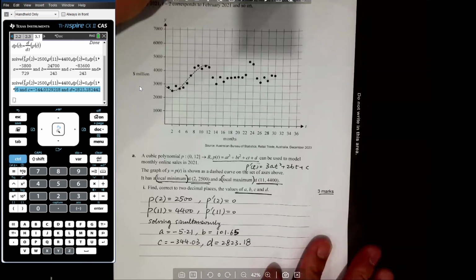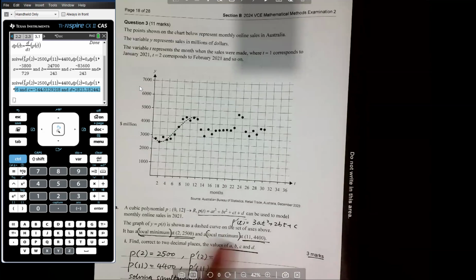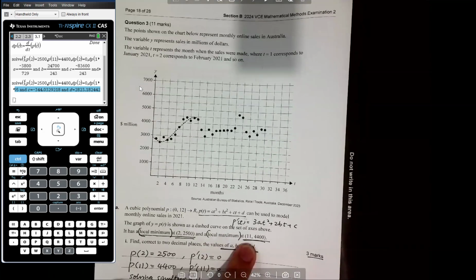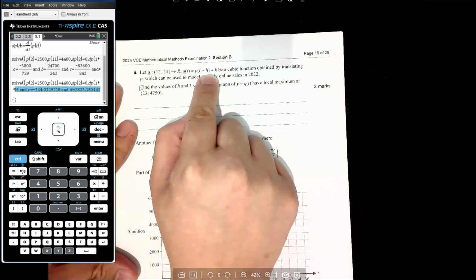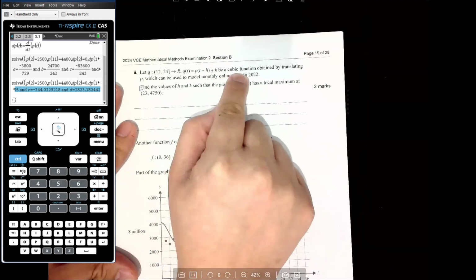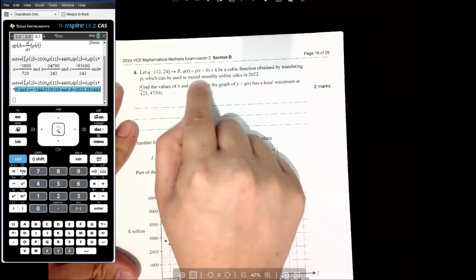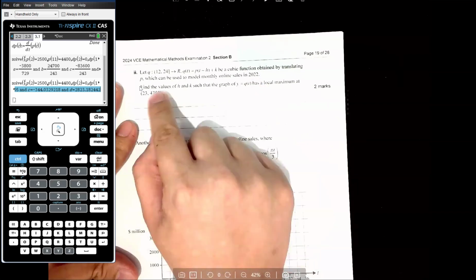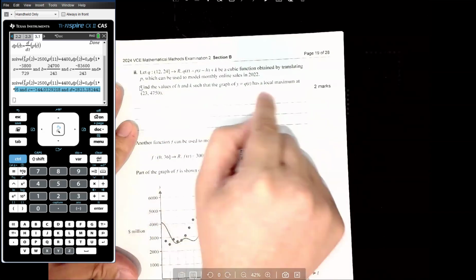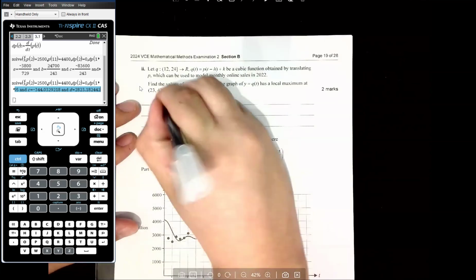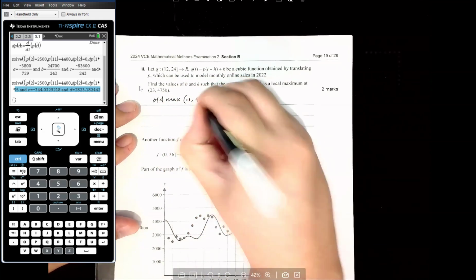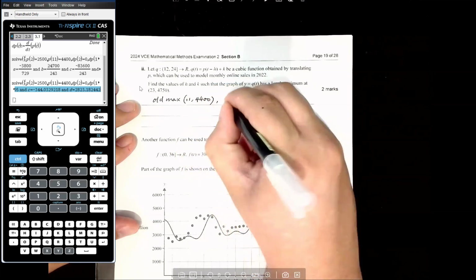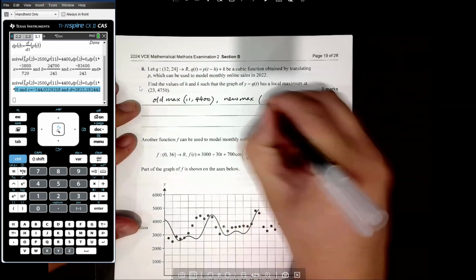Next thing is if you notice location of local min and a local max. Part 2 says Q of T is equal to P of T minus H plus K. Another cubic function obtained by translating P, modeling the monthly online sales in 2022. Find the values of H and K such that the graph has a local maximum at 23,450. So the old maximum was at 11,400.